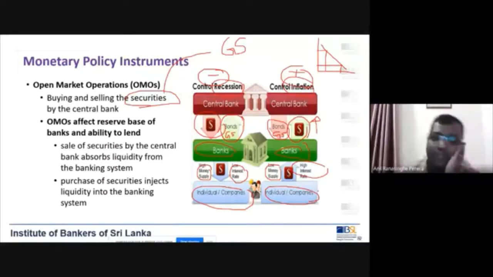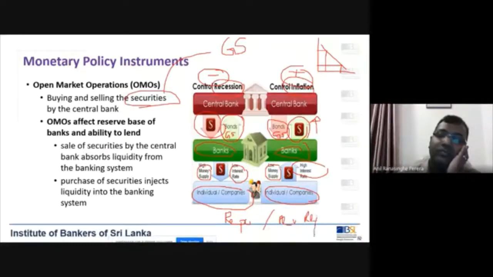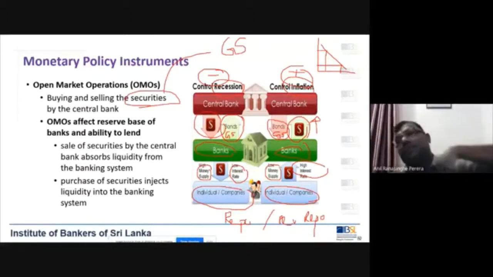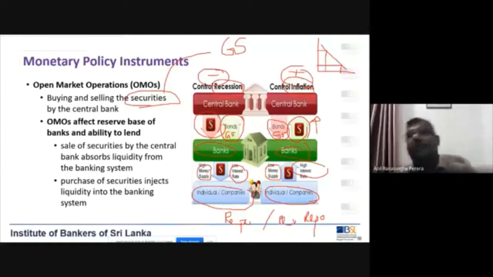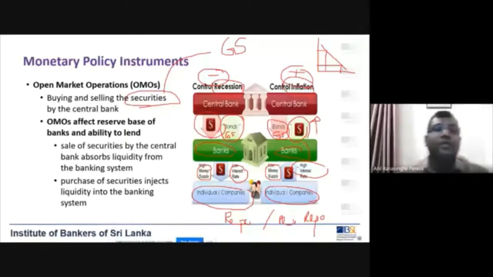absorbing excess money. So in central bank terminology, we use the words repo and reverse repo. These operations we call reverse repo. Reverse repo means you give money, take a security. On the following day, you give the security and take back money. That is the idea. So this operation is simply called open market operations.